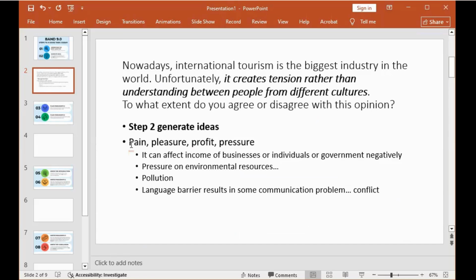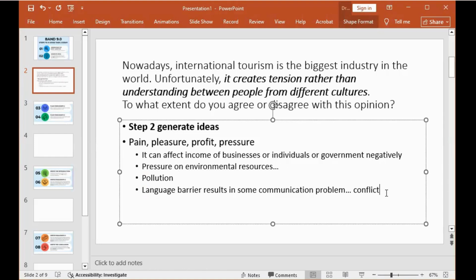Now we have come up with 4 ideas here. Number one, how does it create tension? Because it affects the income of businesses, individuals or governments. In other words, negatively means it reduces their income. Then number 2 is pressure on environmental resources. Number 3 is pollution. Number 4 is language barrier. And then we can also look at another thing here. Another thing that is coming to my mind when it comes to creating tension is what?